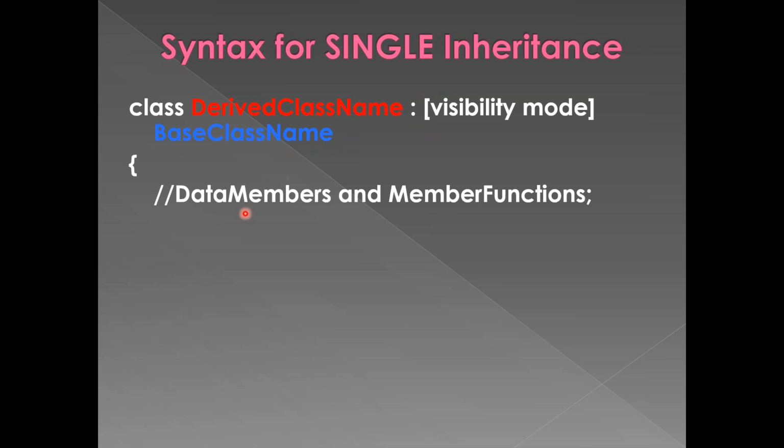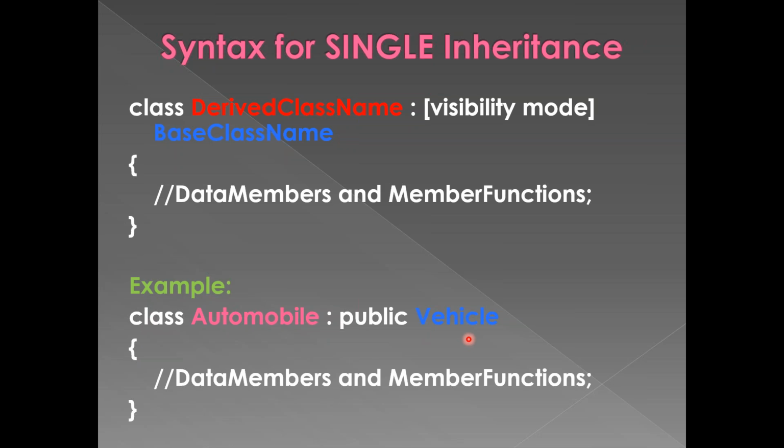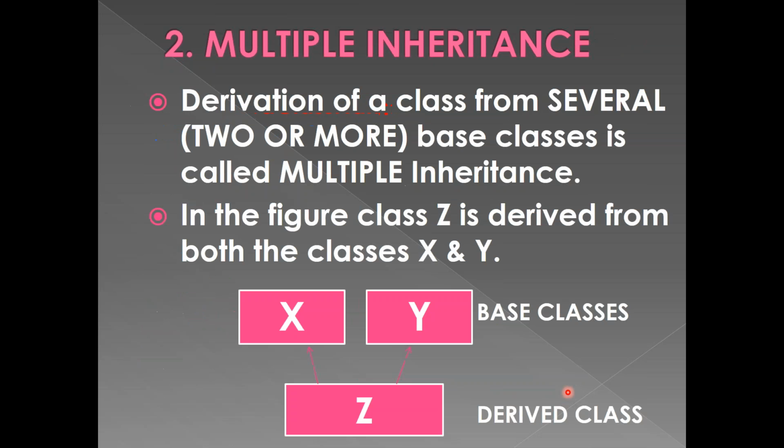Look at that right now. Data members and member functions you need to write inside the body of that class. Example: class Automobile extends Vehicle. Next, the data members and member functions I need to write there.